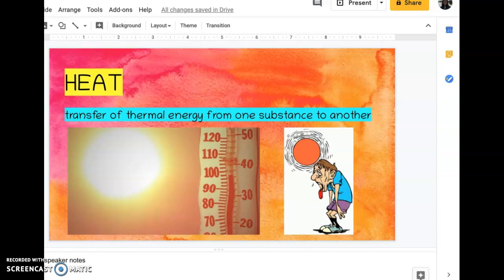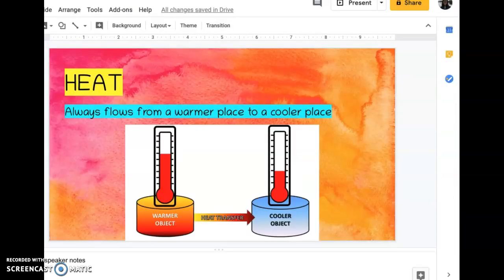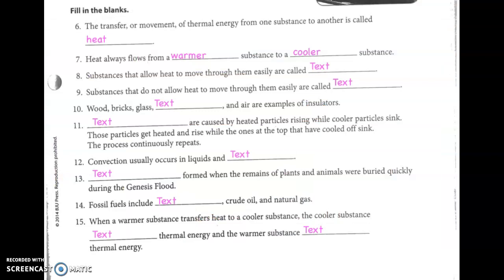Heat. Fantastic. And number 7, heat always flows from a blank substance to a blank substance. So does heat go from a warm to cold substance or cold to warm? Warmer to cooler, very good. Number 8, substances that allow heat to move through them easily are called, so is this conductors or insulators? Things that allow heat to go through easily. Conductors, great job.